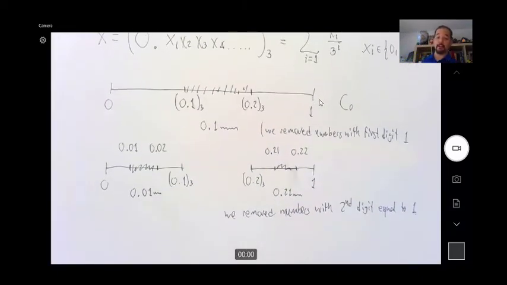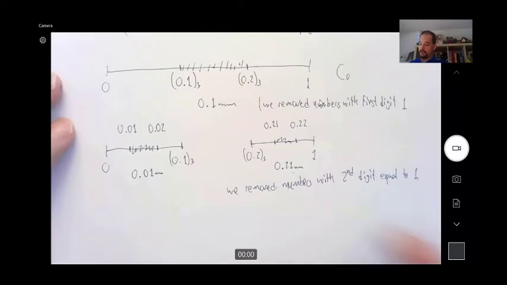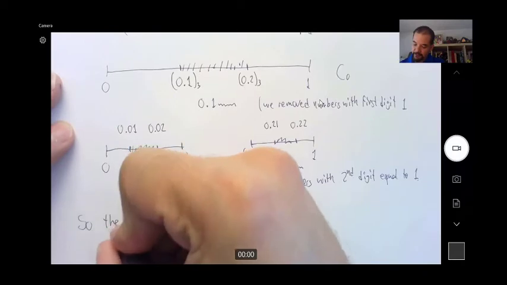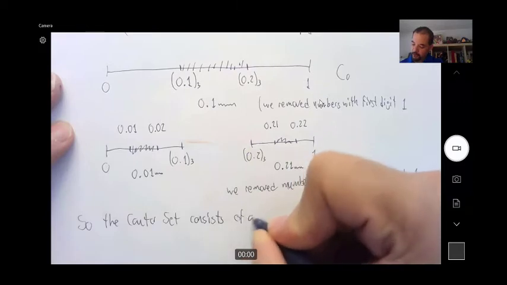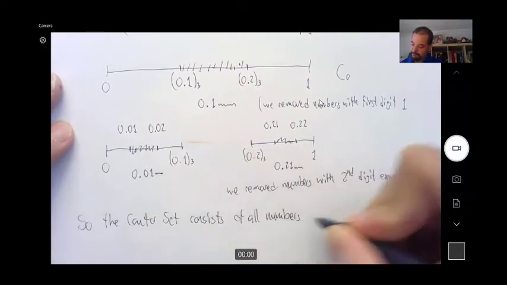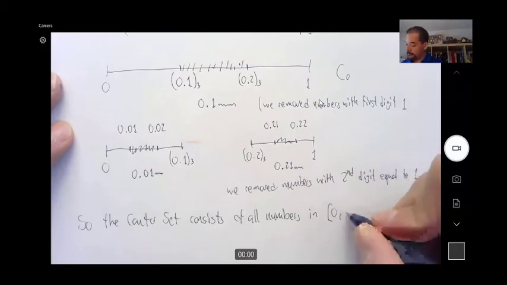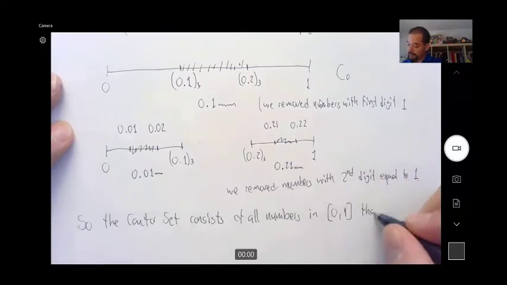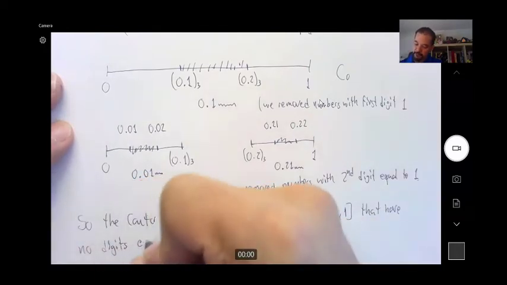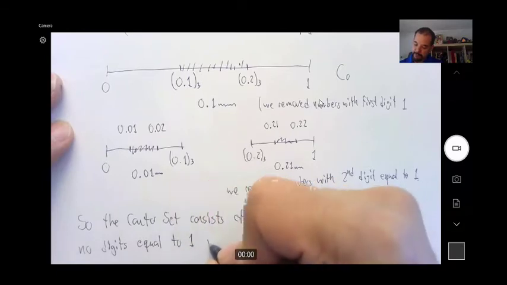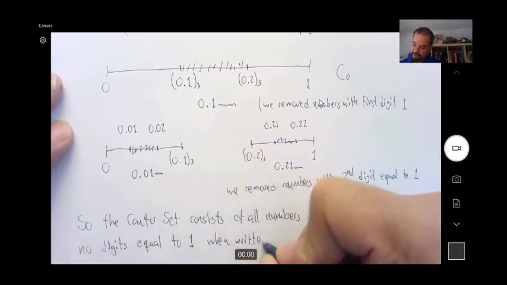If you think about it, that's exactly what we're doing. We're removing all the numbers that have a digit equal to 1. So if you look at things this way, the Cantor set consists of all numbers in the interval 0, 1 that have no digits equal to 1 when written in base 3.